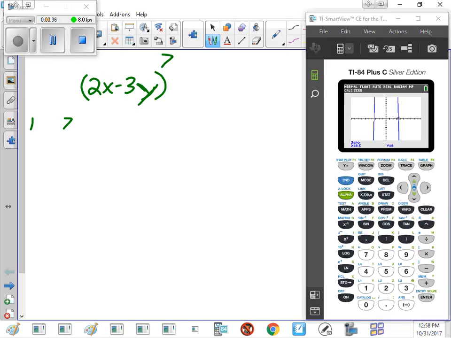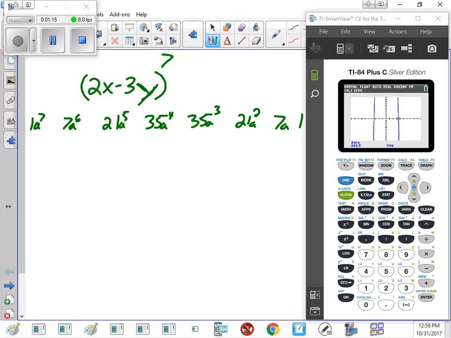1, 7, 21, 35, and then 35, 21, 7, and 1. Okay. Now we go through and we write our A's and B's. The A's start at 7 and they go all the way down to 0. So this would be A to the 7th, A to the 6th, A to the 5th, 4th, 3rd, squared, A to the 1st, and then that last one has no A's in it at all.